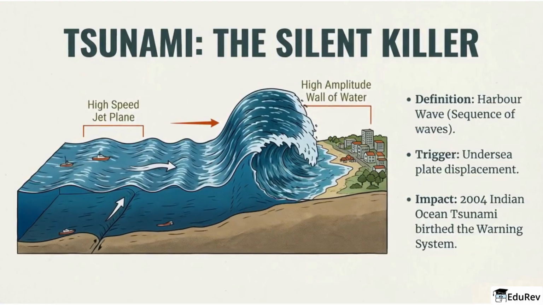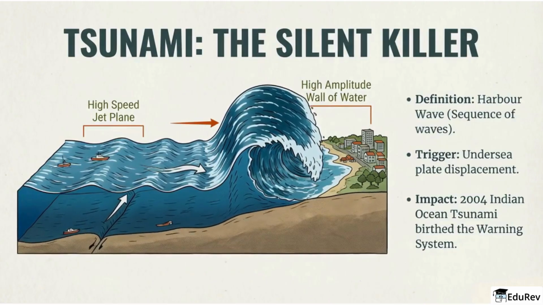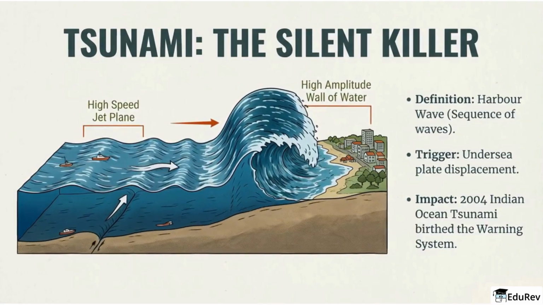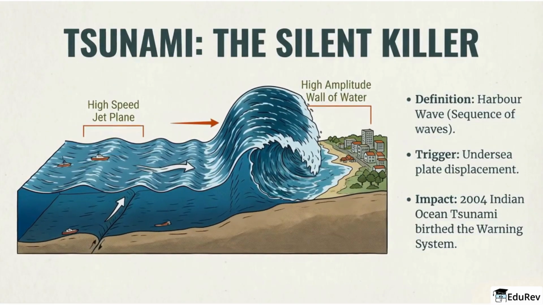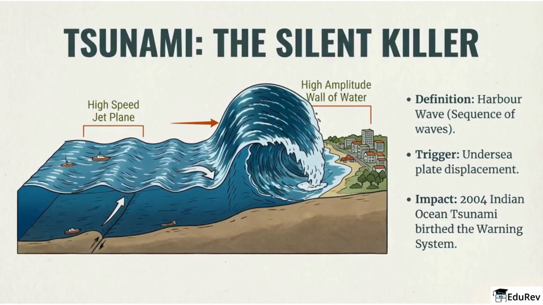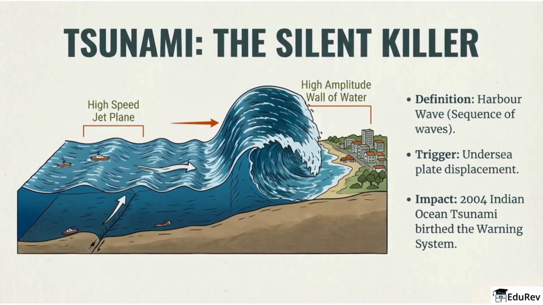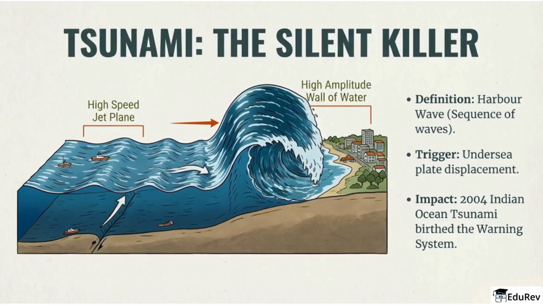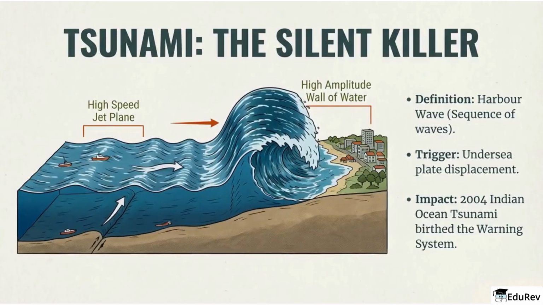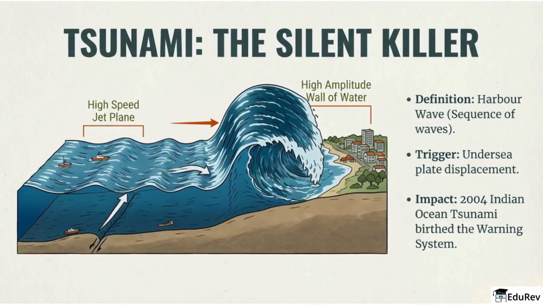Now let's define tsunami properly. Tsunami is a harbor wave, meaning a sequence of waves, not a single wave. Its trigger is undersea plate displacement. That's why out in the deep ocean, it can travel at high speed like a jet plane. But near the coast, it turns into a high-amplitude wall of water. And the impact line matters for India. The 2004 Indian Ocean tsunami birthed the warning system. So whenever you write tsunami, connect it to early warning systems, not just wave mechanics.